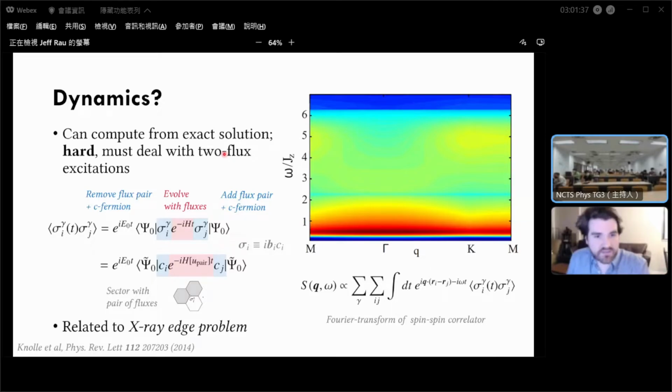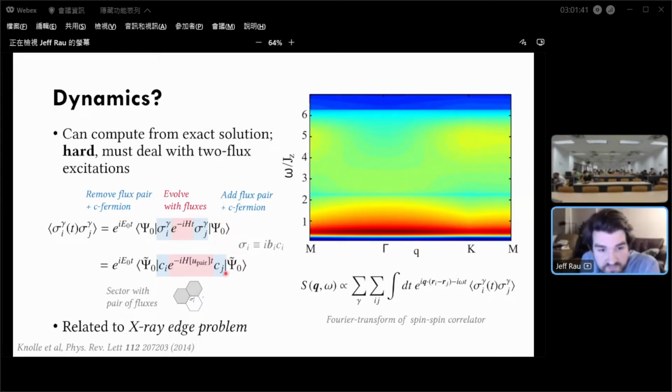If you look at dynamics, because of the structure of the exact solution, this is also something that's not too difficult to compute. Basically, if you take this normal spin, time-dependent spin correlator and map it to this Majorana language, what you're doing is adding a Majorana to this ground state, and then also adding a pair of fluxes and evolving this in time in this background of a flux, and then removing and looking at the overlap.